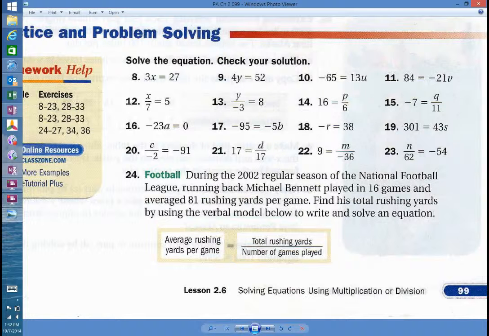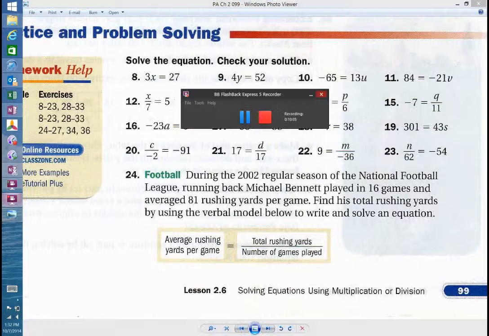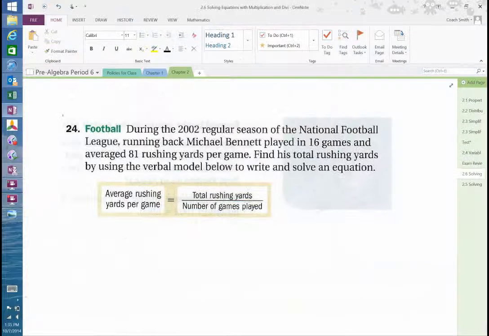All right, I want you to do number 24 there on the screen. They've given you an equation that you can use to solve it. Read through it twice, then fill in the information and solve it. I'm going to give you 2 minutes. All right. Vivica, what did you get? 1,000 what?